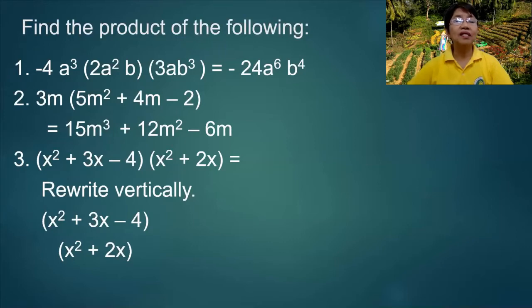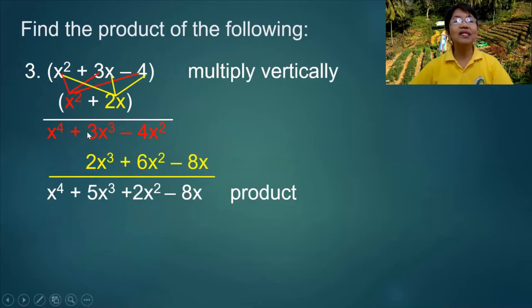Number 3, since we have a trinomial times a binomial, it will be easier for us to rewrite vertically and multiply vertically. So we multiply first the first term of the multiplier. x squared times x squared, you get x to the fourth. x squared times 3x, we get 3x cubed. And x squared times negative 4, we get negative 4x squared.